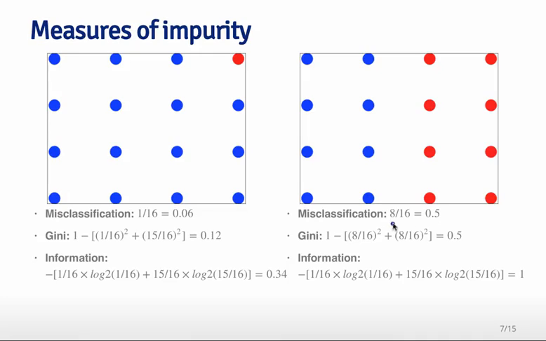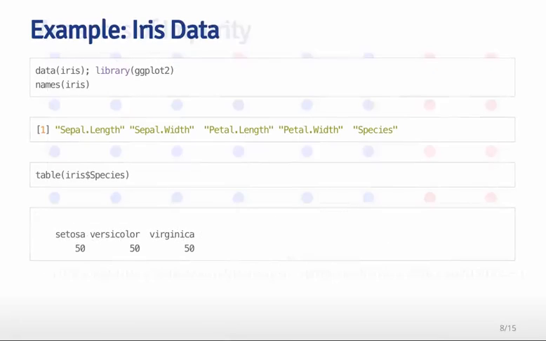And so the misclassification rate here is 0.5. It's very large. The Gini index is also maximized. It's 0.5. And the information is also large. It's 1. So this would be a split that wouldn't be made because it wouldn't separate the two groups very well on that particular leaf.